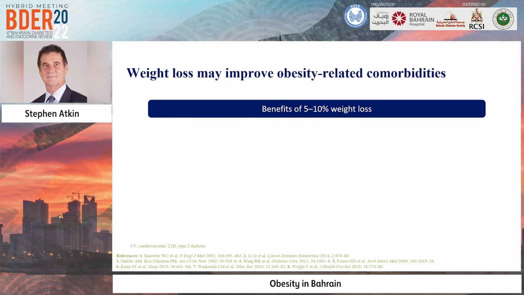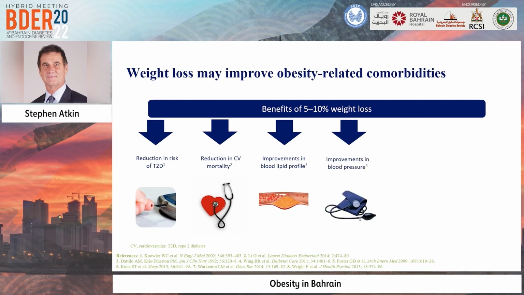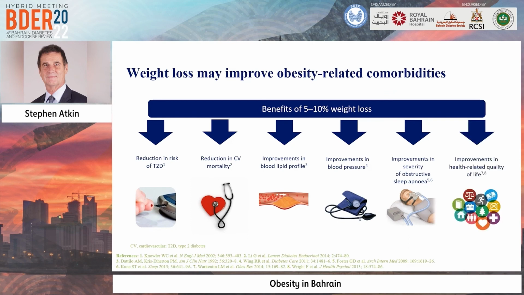However, if you lose weight, then you can improve these obesity-related comorbidities. So if you lose between 5% and 10% body weight, then there's a marked reduction in risk of type 2 diabetes. There's a marked reduction in cardiovascular mortality. There's a marked improvement in your blood lipid profile. There's a marked improvement in your blood pressure. There's a marked improvement in the severity of obstructive sleep apnea. And there's a marked improvement in overall health-related quality of life.